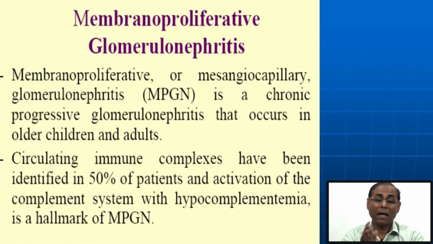After IgA nephropathy, we move on to another proliferative glomerulonephritis, which is membranoproliferative glomerulonephritis. Membranoproliferative glomerulonephritis, or mesangiocapillary glomerulonephritis, is a chronic progressive glomerulonephritis that occurs in older children and adults. Circulating immune complexes have been identified in 50% of these patients, and activation of the complement system with hypocomplementemia is the hallmark of MPGN.